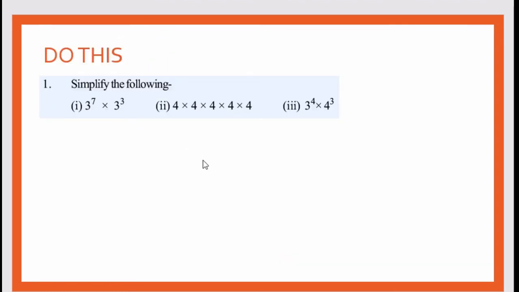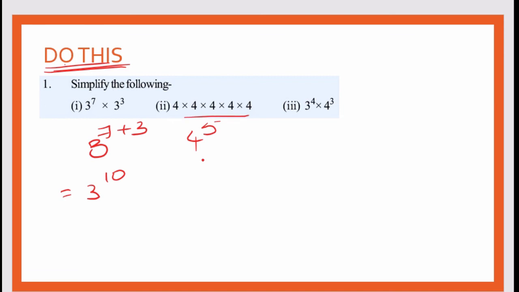Let us see some more problems, the do-these problems. In your textbook it says do these problems, so you can simply do it, right? You can write it as 3 power 7 plus 3, which is nothing but 3 power 10. Now how can you write this as 4 power 5? Because if you count, you can directly write it as 4 power 5.